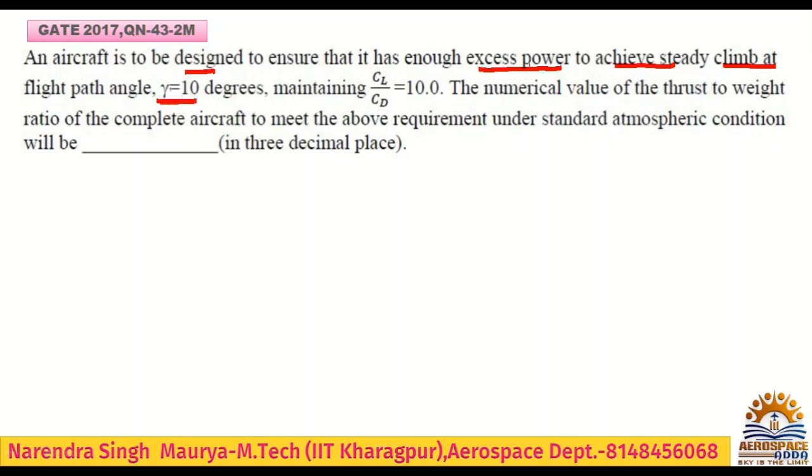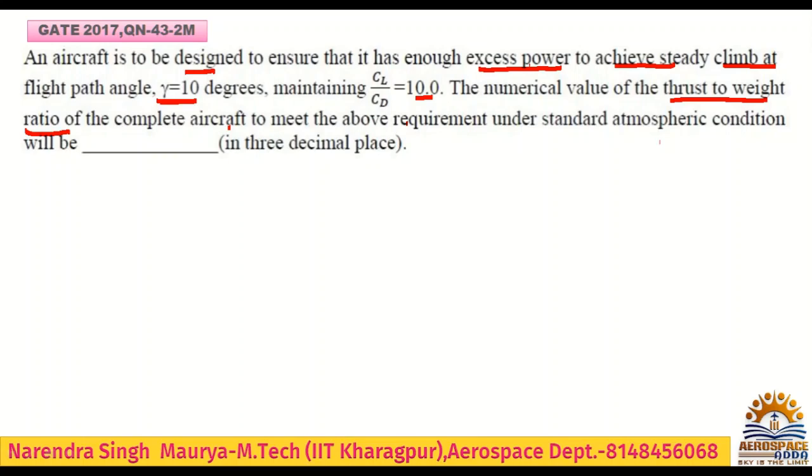So this is the climbing angle. Maintaining CL by CD of 10. All right. The numerical value of the thrust to weight ratio of the complete aircraft to meet the above requirements under standard atmospheric condition will be, okay.